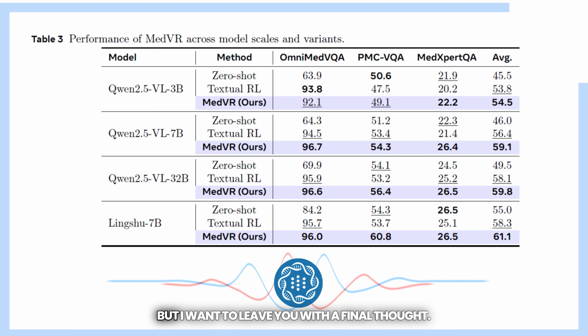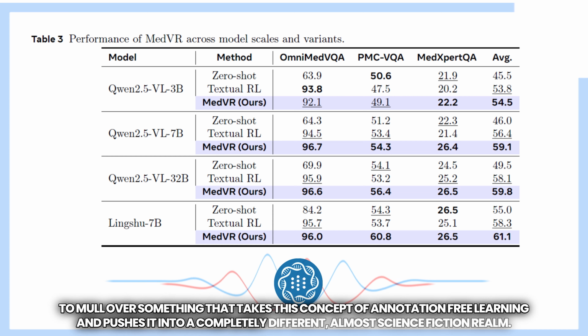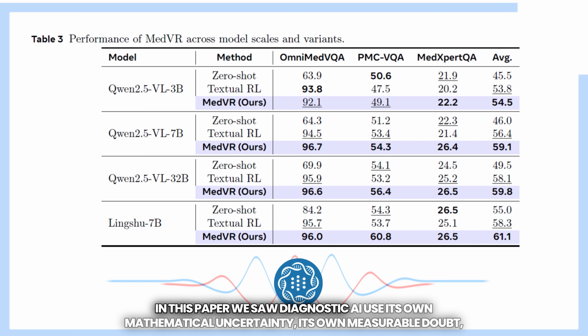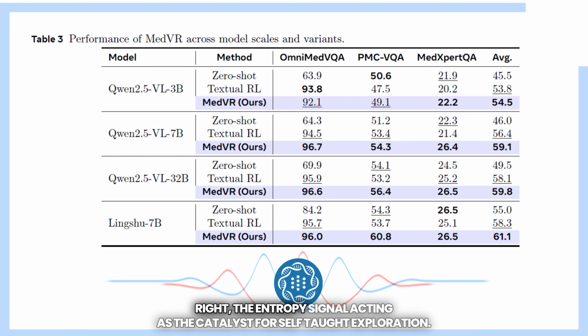It really is. But I want to leave you with a final thought to mull over, something that takes this concept of annotation-free learning and pushes it into a completely different, almost science fiction realm. Okay, I'm intrigued. In this paper, we saw a diagnostic AI use its own mathematical uncertainty, its own measurable doubt, to teach itself how to visually navigate complex, unlabeled, two-dimensional medical images. Right, the entropy signal acting as the catalyst for self-taught exploration.